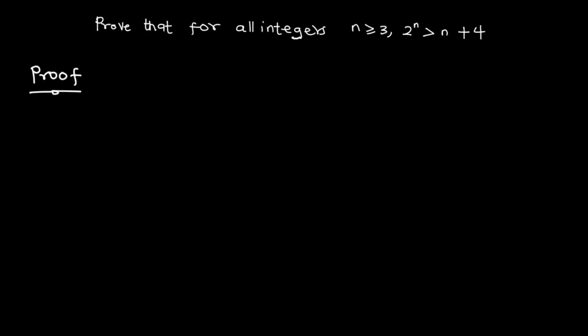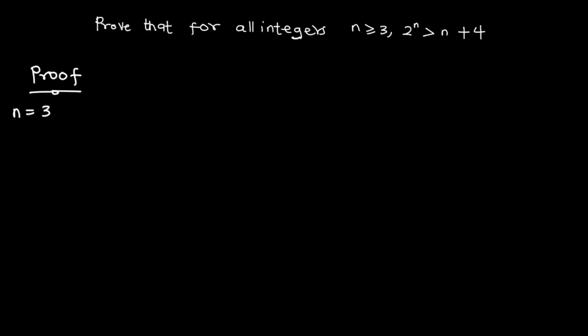Before we will be able to prove this statement, we must test whether the statement is true for the first n value. In this case, the first n value will be equal to 3, because the question says that n is greater than or equal to 3. So you can take 3 to be the first n value.